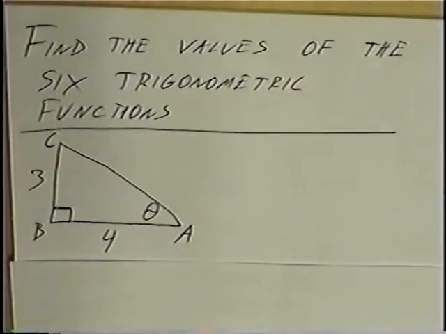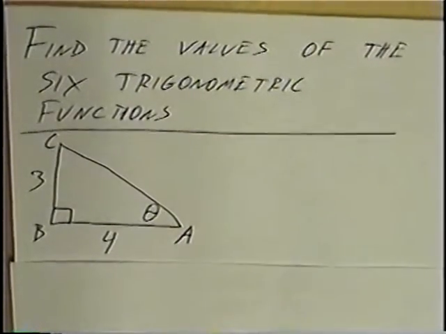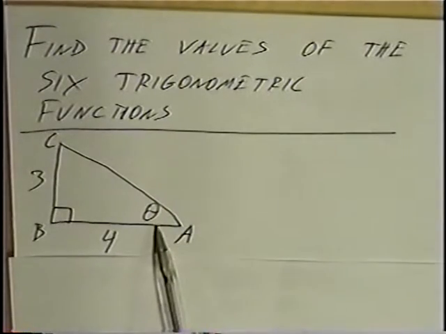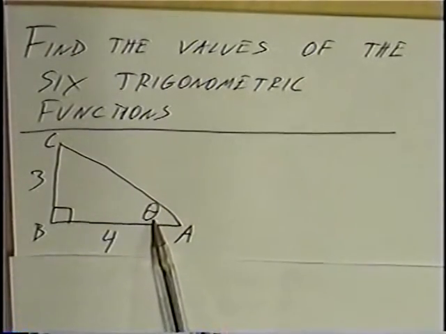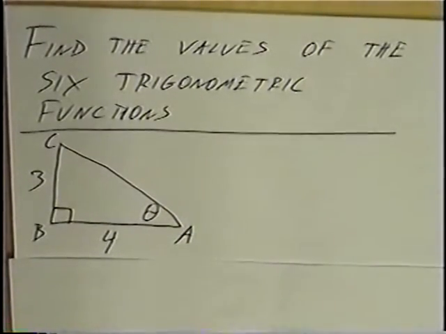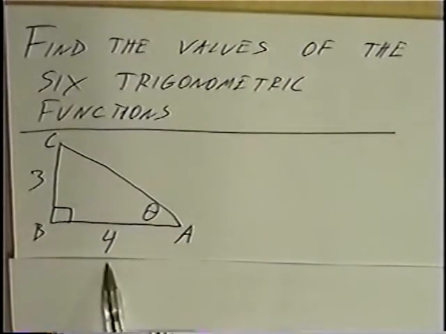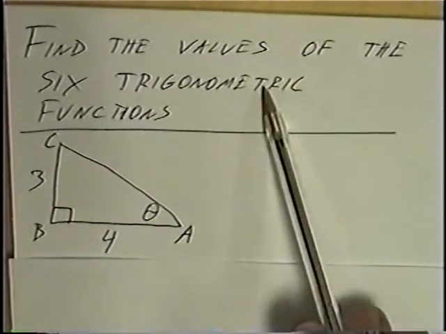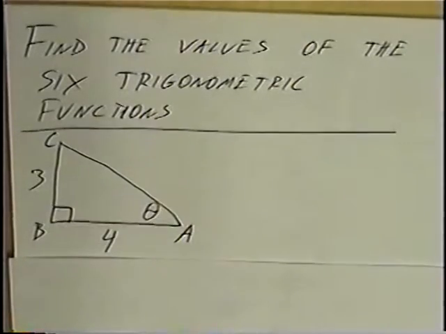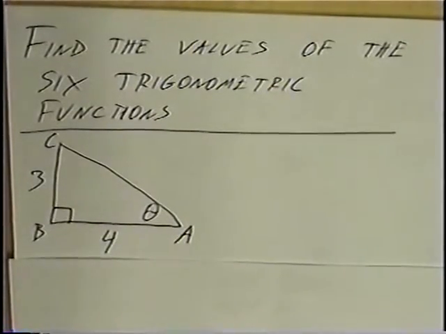Find the values of the six trigonometric functions. Given a right triangle, we can use an angle such as theta to find the six trig functions of theta. Knowing two sides of a right triangle, 3 and 4, before we find the trig functions, we need to know all three sides, or the hypotenuse of the right triangle.